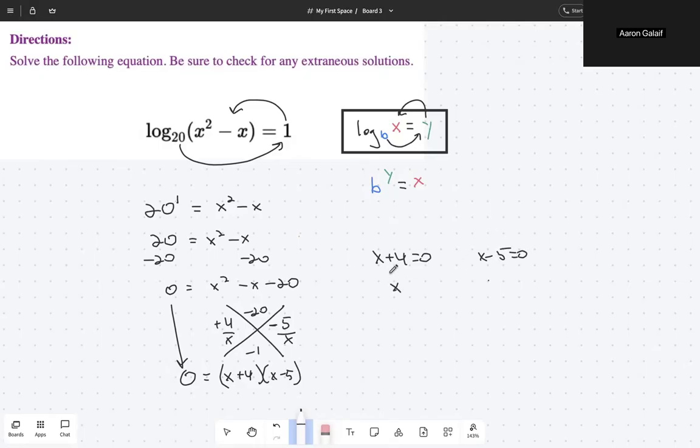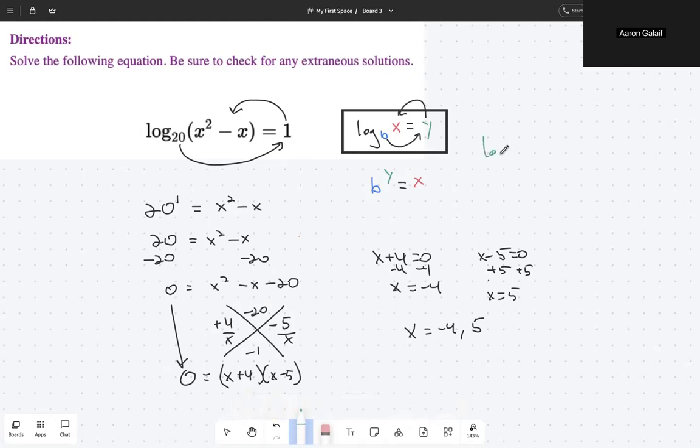Solve both of them. We have minus 4 to both sides. We have x equals negative 4, plus 5 to both sides. We have x is equal to 5. Lastly, we need to check if we have any extraneous solutions. That means if we plug them back in, it wouldn't work for our equation given. So we're going to just double check.